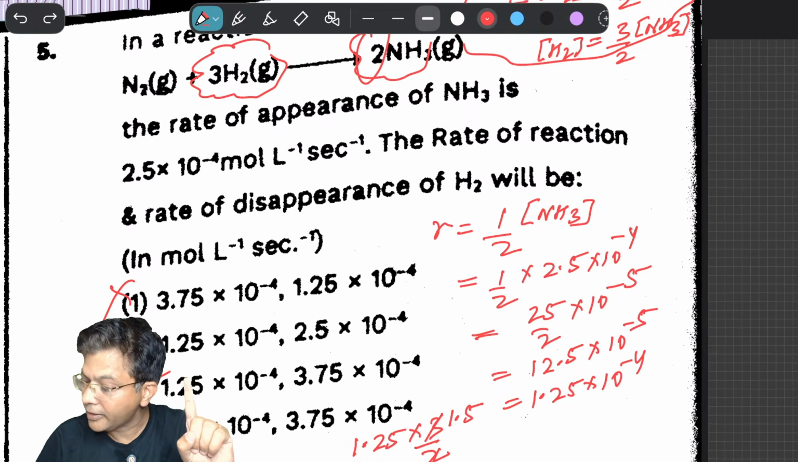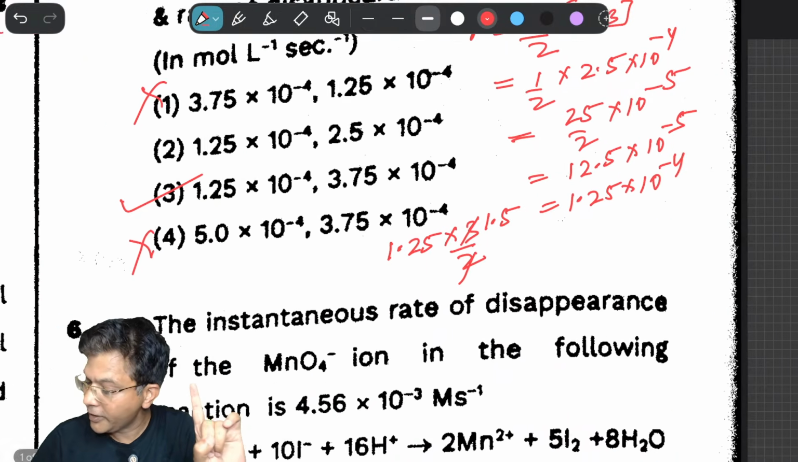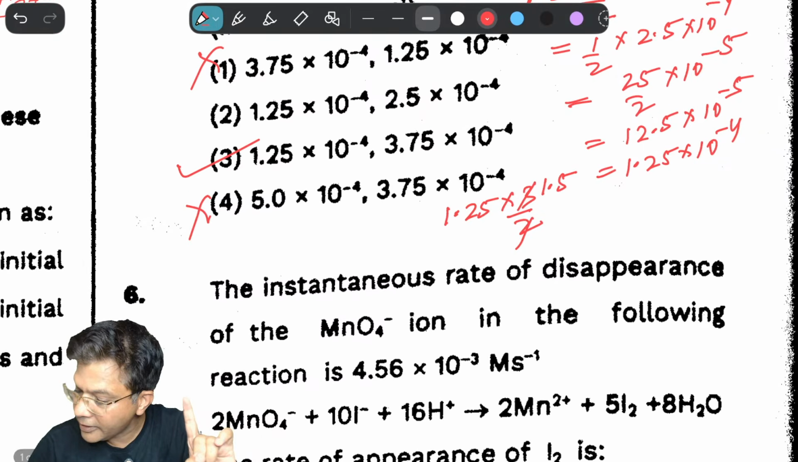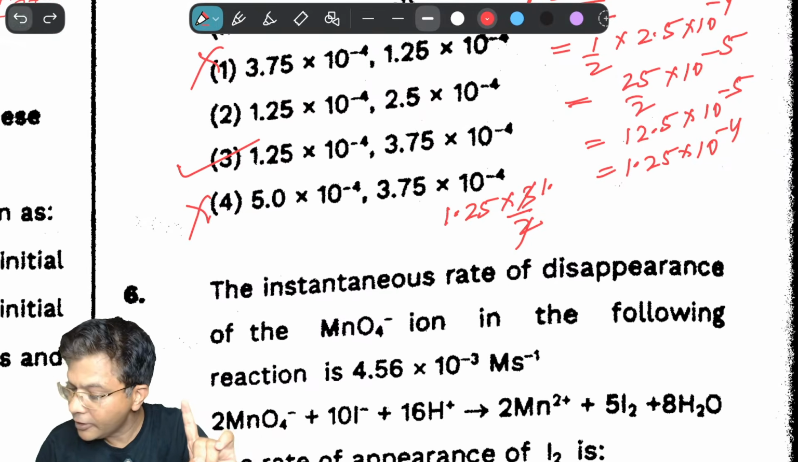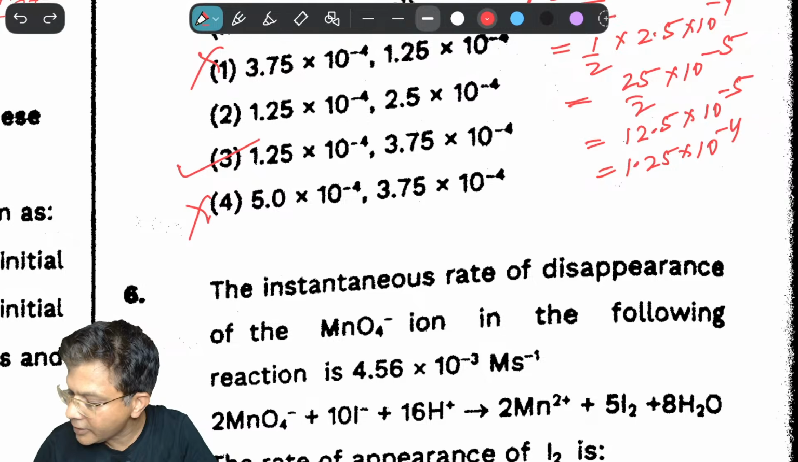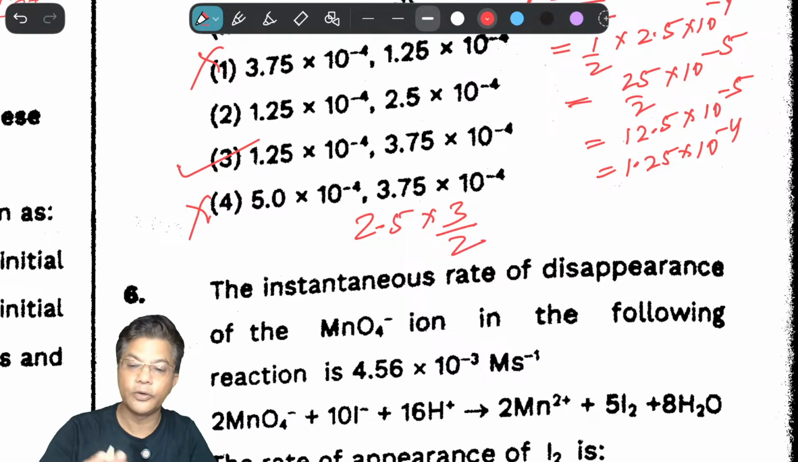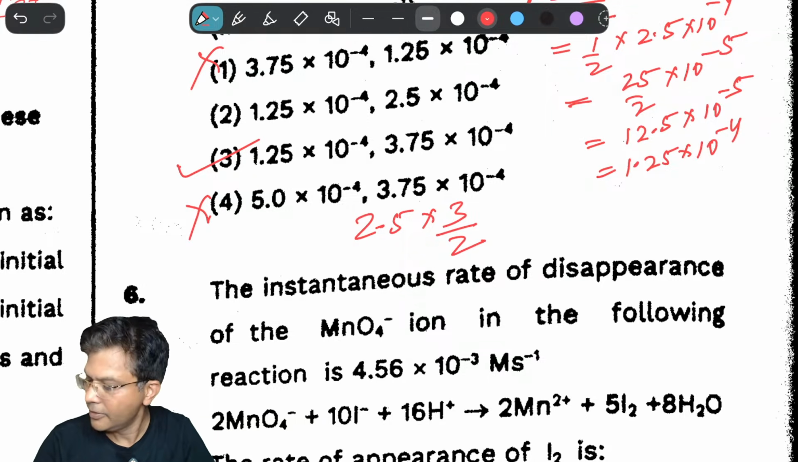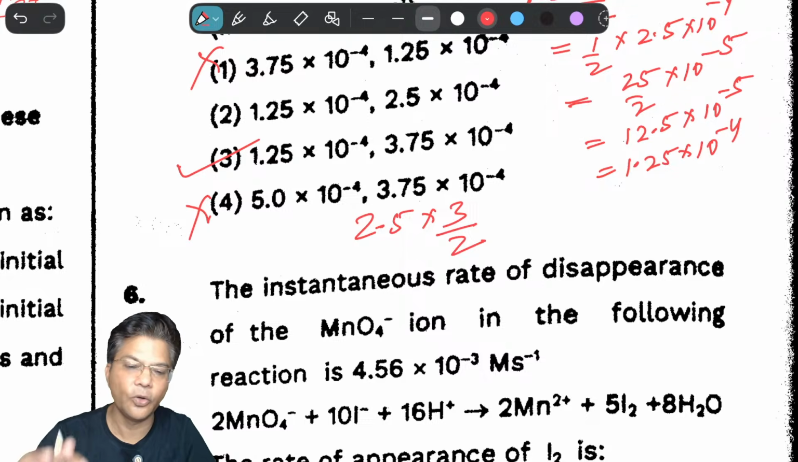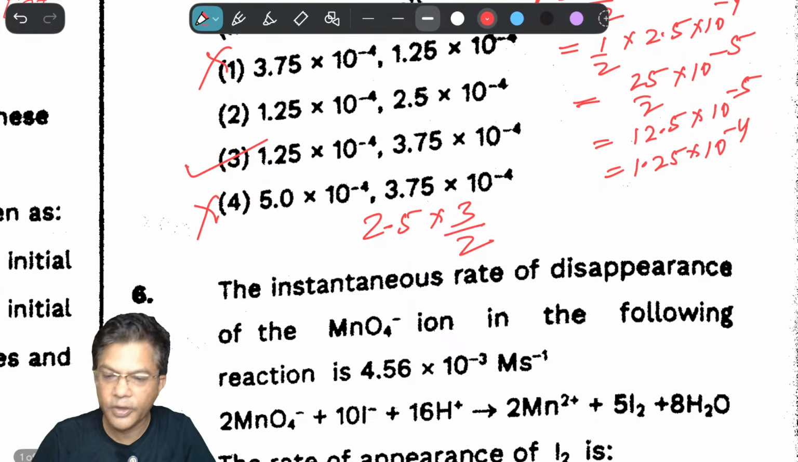Okay, I have written wrong. The ammonia value was 2.5, not 1.25. The value was given 2.5, kids, so I had taken the wrong value. It should be 2.5 into 3 by 2. Now do it, kids. It was not 1.25, it was 2.5. How much is it coming?